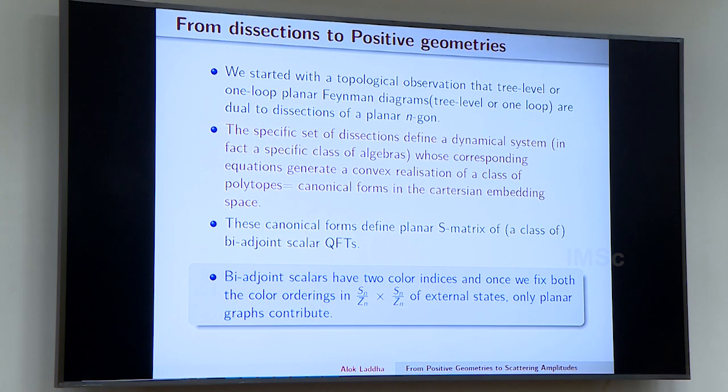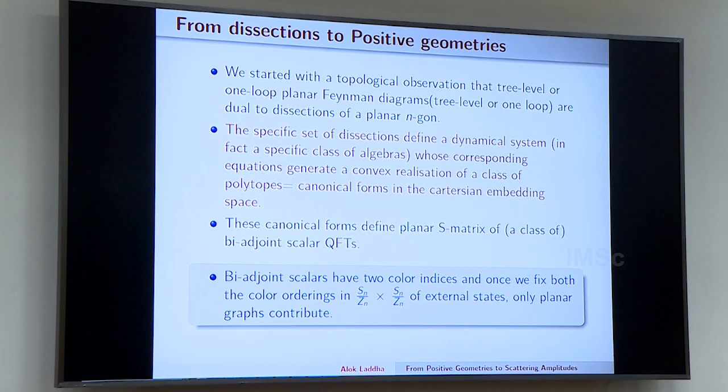So now, just to recall a little bit, and then we go to the S matrix immediately. We started with a very basic topological observation that any tree level or one loop Feynman diagrams are dual to dissections of some planar n-gon or 2n-gon, and the specific set of these dissections defined for us a dynamical system whose corresponding equations generated some polytopes, and then algebraic geometry results told us that there are some specific forms that we could define on these polytopes.